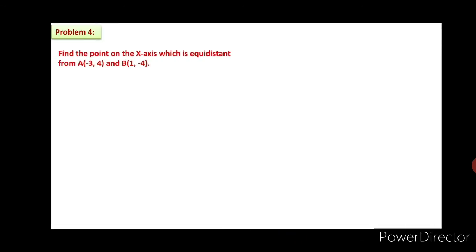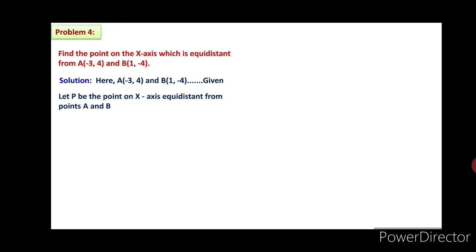Now, we will consider the next problem 4. Find the point on the x-axis which is equidistant from A(−3, 4) and B(1, −4). So we will start, friends. Here we will write given things, that is A(−3, 4) and B(1, −4). Let P be the point on the x-axis which is equidistant from A and B.